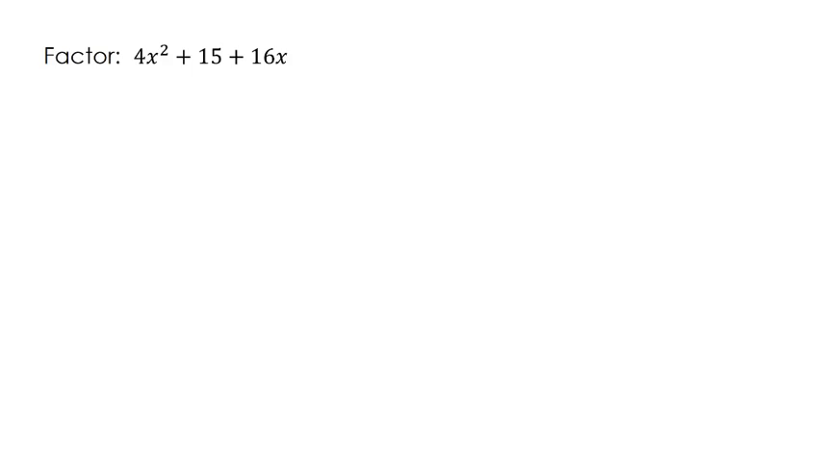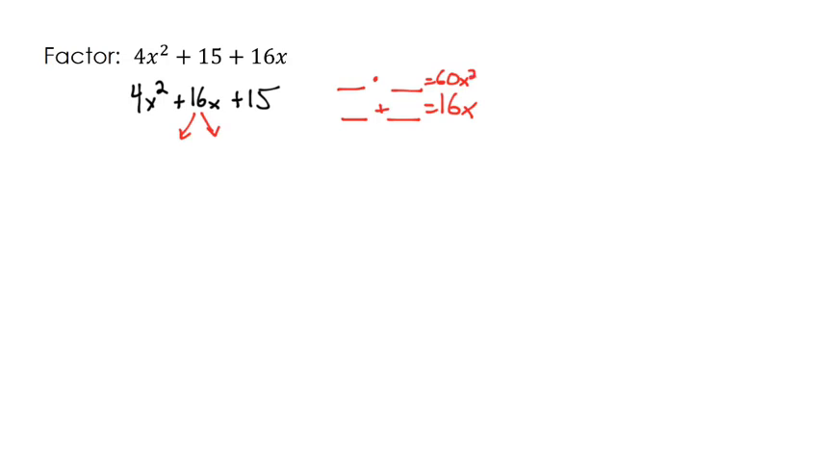Last example. For this one, we're going to do the same thing, but if you notice, our terms aren't written in the correct order. We want to write our terms in order of descending degree. So I'm going to rewrite it as 4x squared plus 16x plus 15. And now we're playing the same game as last time. I'm going to look for two numbers that add to give me 16x, but if I multiply those same two numbers, they give me 60x squared. I get that by multiplying the first term times the last term.